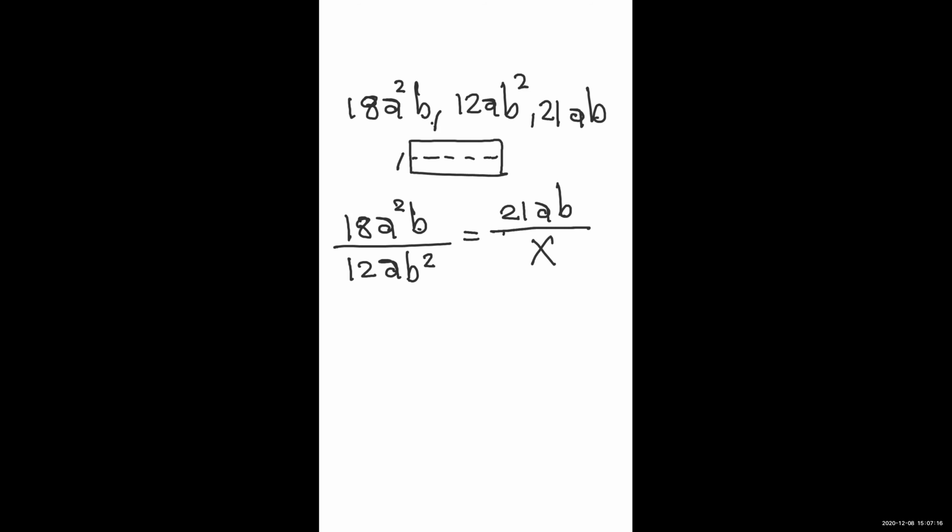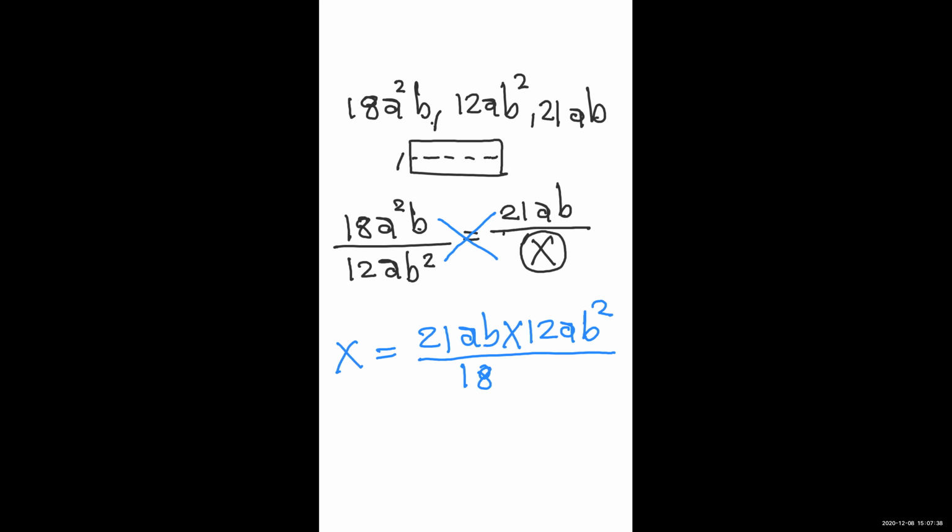Now I want to get this x. We just said that again and again: cross multiplication, the product of means equals the product of extremes. So x will equal 21ab times 12ab squared over 18a squared b. So it will equal 21 times 12.